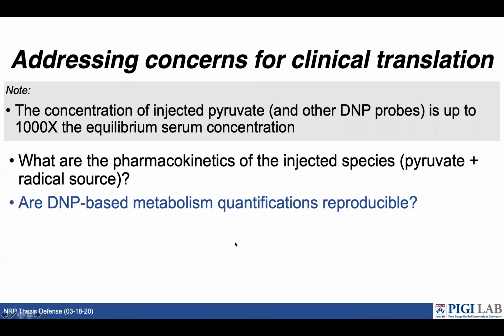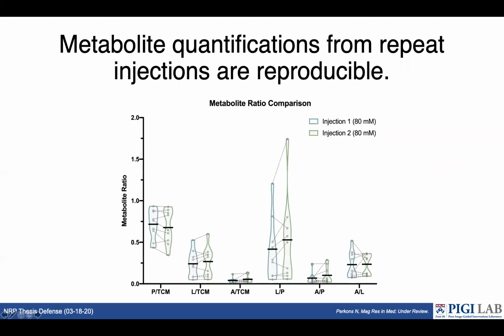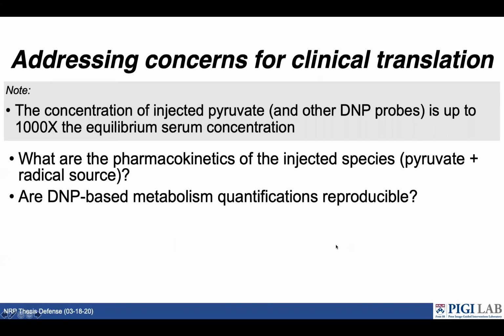The next question was, are DNP-based metabolism quantifications reproducible? So the easy way that I did this experiment was 45 minutes apart. I did the same experiments and looked at all of those metrics that I've been showing on the past slides, and I didn't see any statistically significant differences in 9 rats between the quantifications.